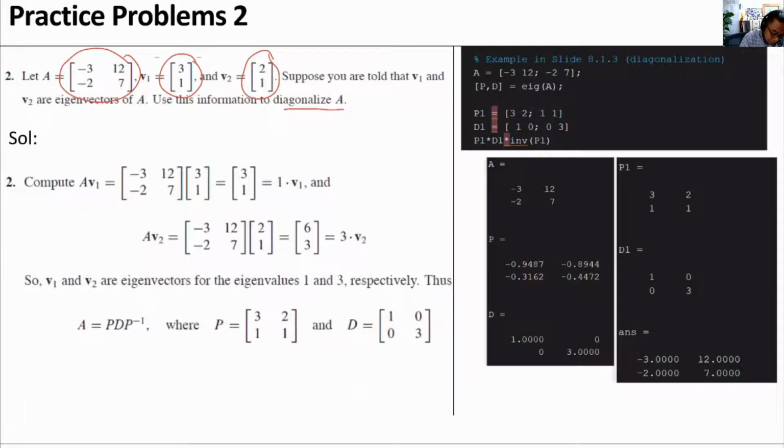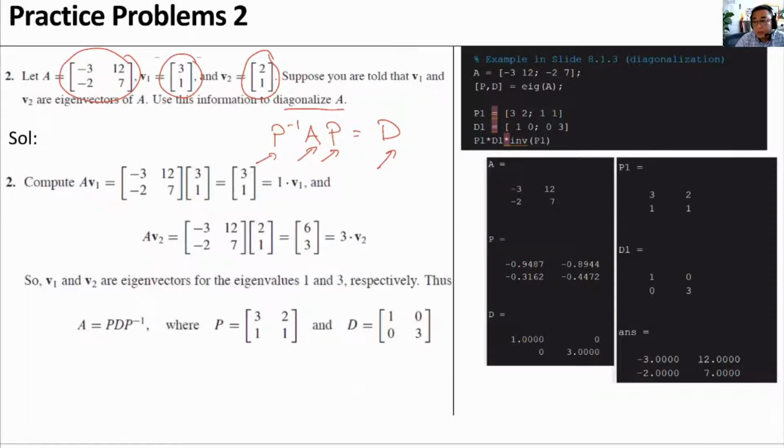To diagonalize A, remember, it must be P inverse A P equals D. So we need to find D. Well, we have already been given P, we have been given A. Do we need to perform P inverse?